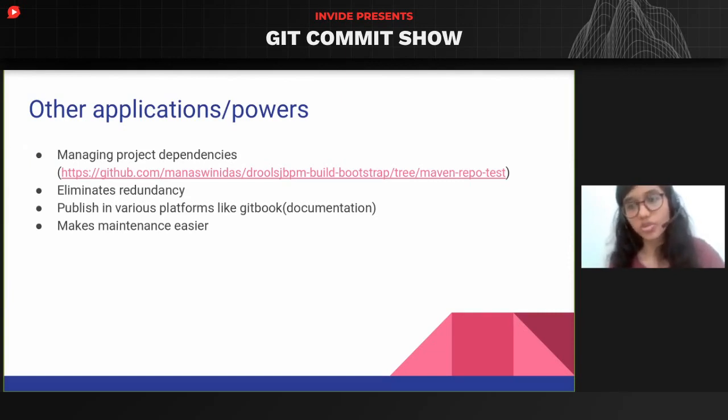Suppose you want to single source documentation. Suppose you have a source repo that you want rendered in Gitbook or rendered in GitHub pages. You can just feed it to the respective repos and get your stuff working. And the next thing is it makes maintenance easier, since everything is just a few words on the CLI, and that makes your job easier.